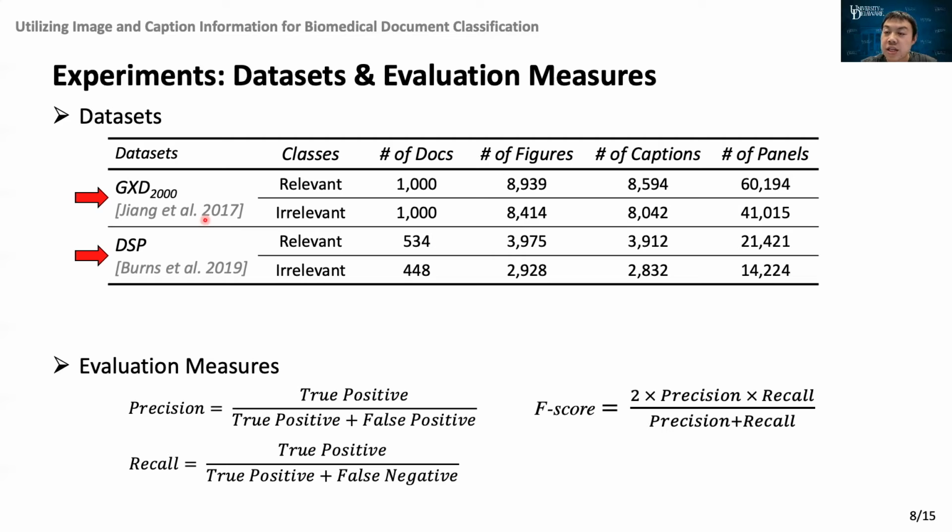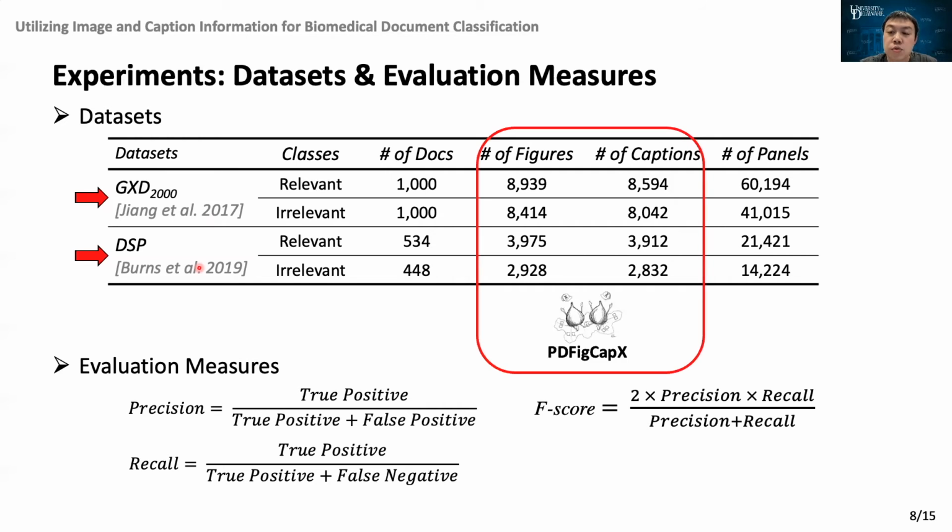The second dataset used in our experiment, denoted DSP, was introduced by Burns et al. It contains 534 publications relevant to molecular interactions and 448 irrelevant ones. To obtain figures and captions, we first apply PDF topics to those 2 datasets. We next apply fig split to separate compound figures into their constituent panels. The numbers of extracted figures, captions, and panels are shown in this table.